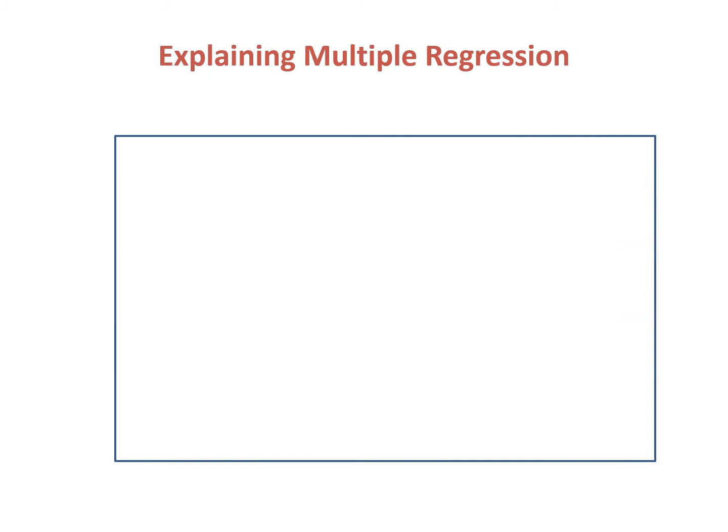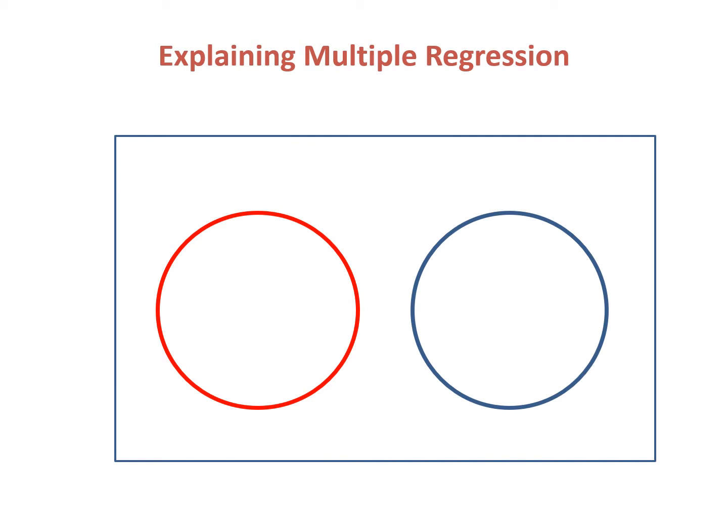Let me use a Venn diagram to explain the problem and the solution. The area of the square represents what we have to explain, the total sum of squares for the log of the violent crime rate. The red circle represents the portion of the model explained by our first independent variable. The blue circle represents the portion of the model explained by our second independent variable. Right now, the two independent variables explain different parts of the total sum of squares.